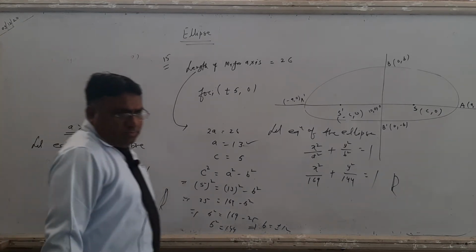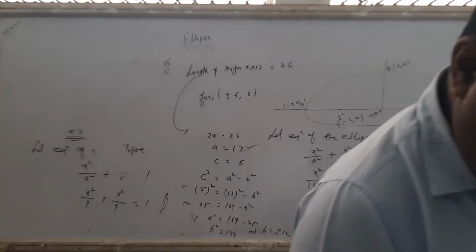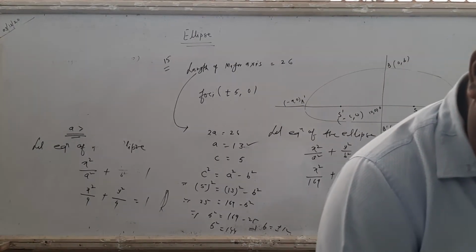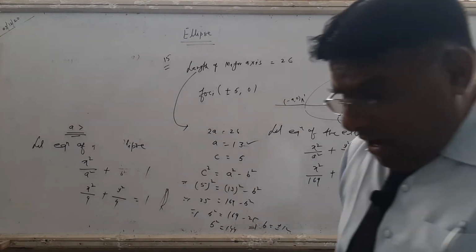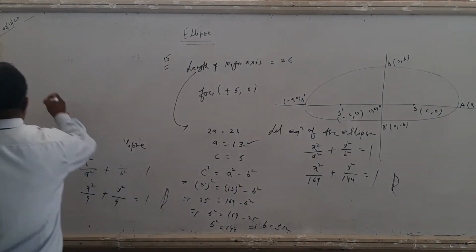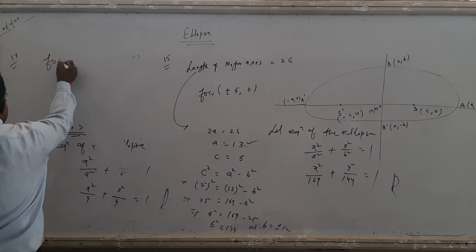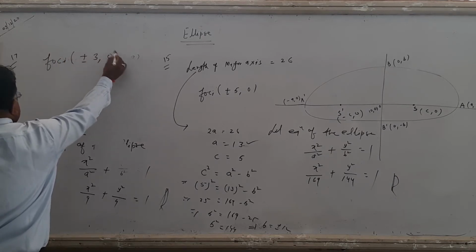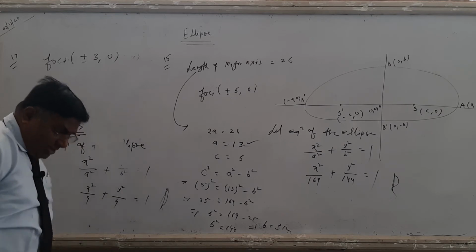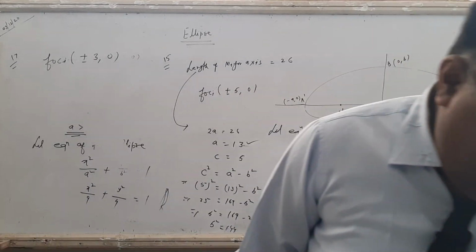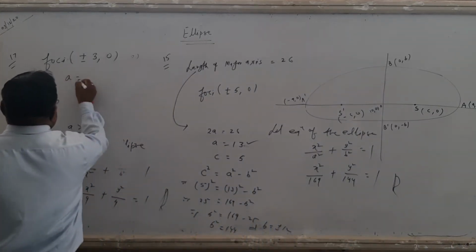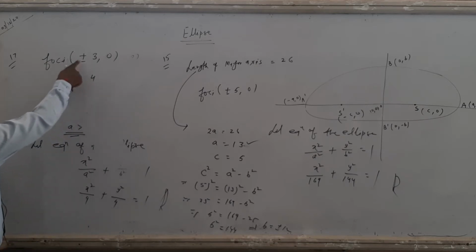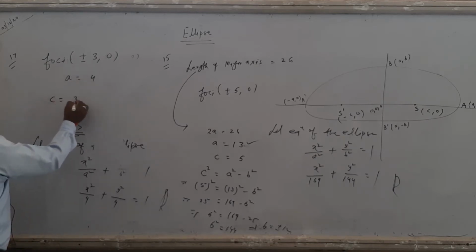Now the next question, question number 17. Foci is given and a is given. Foci is plus minus 3 comma 0. Question number 17, coordinate of foci is given, plus minus 3 comma 0. Right student, coordinate of foci is given and the value of a is given. a is 4. So it is again the same: you have a given, foci plus minus c comma 0, that means c equals 3. You have a, you have c, you can find b.